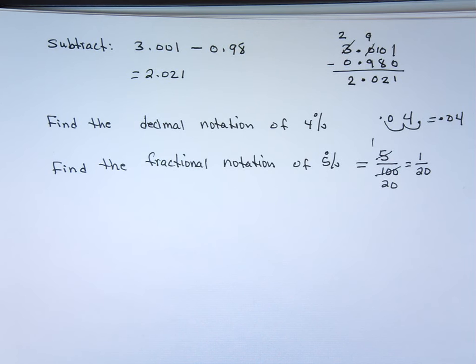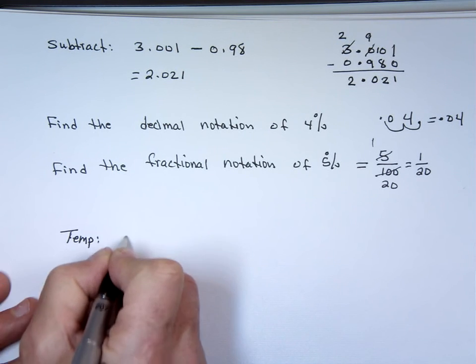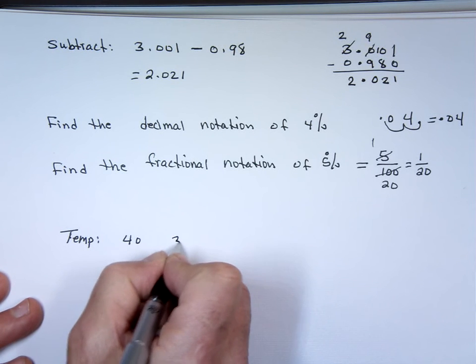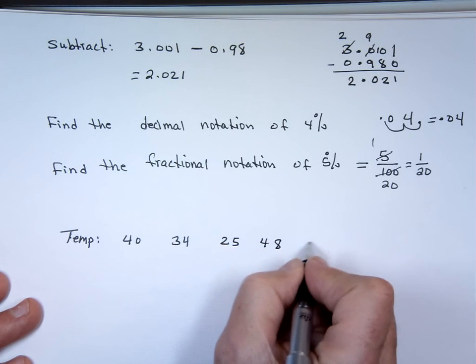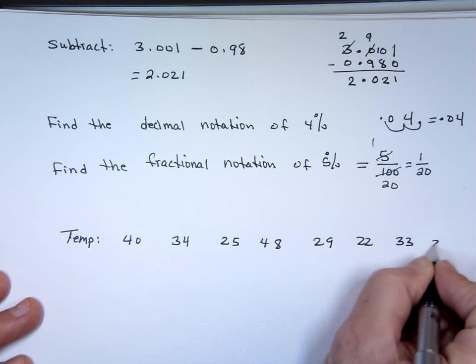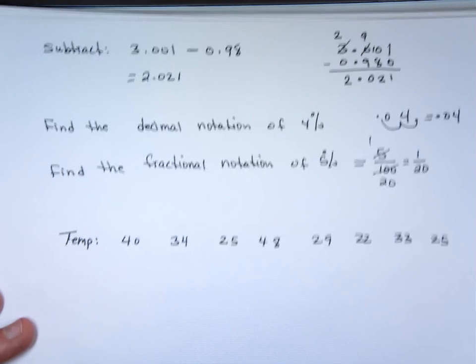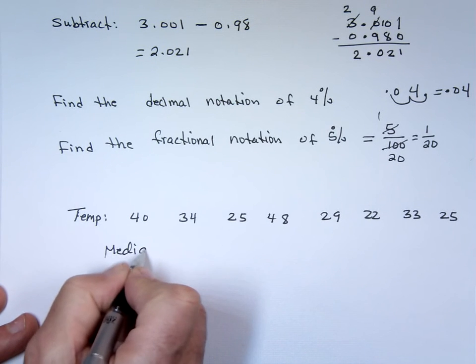Question 25 doesn't apply to today because the temperature out there was 6 degrees. But let's say the last 8 days the temperature was 40 degrees, 34 degrees Fahrenheit, 25, 48, 29, 22, 33, and 25 degrees. That's what we had the last 8 days. Find the median and mode.